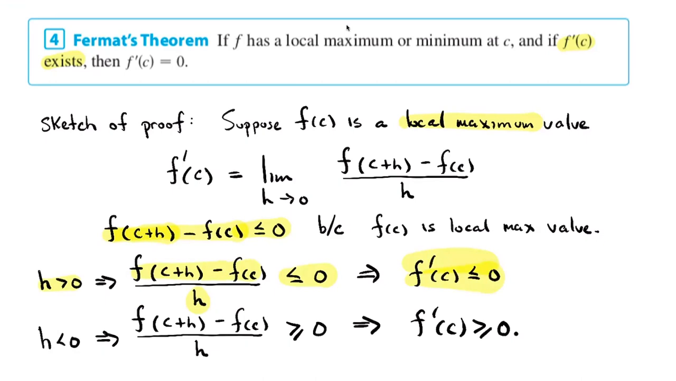But we also have to take the limit as h goes to 0 from the left. It's a two-sided limit. And there we're taking a negative number and dividing it by a negative number. Well, that's going to produce a positive result. And again, if your quantity is greater than or equal to 0 for every value of h less than 0, and you take the limit as h goes to 0 from the left, that limit would have to be greater than or equal to 0. Well, there's only one number that's greater than or equal to 0 and less than or equal to 0, and that number is 0 itself. All right, so there's our little sketch of a proof of Fermat's theorem.